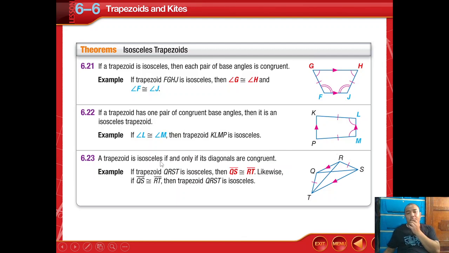Theorem 6.23: a trapezoid is isosceles if and only if its diagonals are congruent. For trapezoid QRST, if it is isosceles, then segment QS is congruent to segment RT. Likewise, if QS is congruent to RT, then trapezoid QRST is isosceles. So in an isosceles trapezoid, each pair of base angles is congruent, and the diagonals are also congruent.